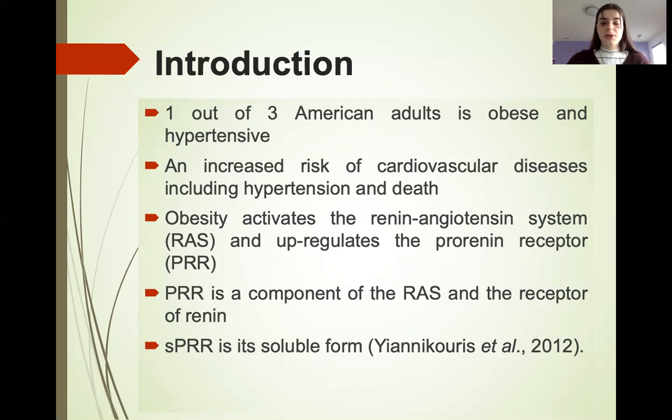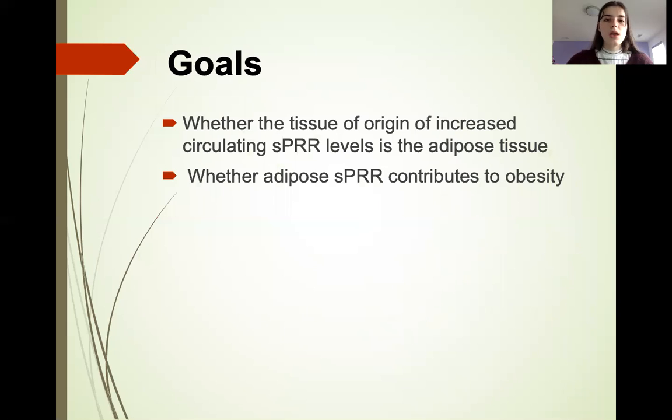And PRR is a component of the RAS, and its receptor is renin. And PRR has a soluble form, and it's called sPRR, which I will be focusing on today. So some goals for my project were to study the tissue of origin of increased circulation of sPRR to see if it's actually in the adipose tissue, so in your fat tissue, and whether sPRR is actually contributing to obesity.